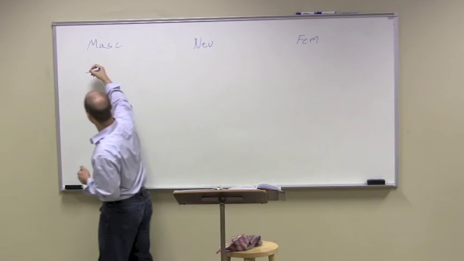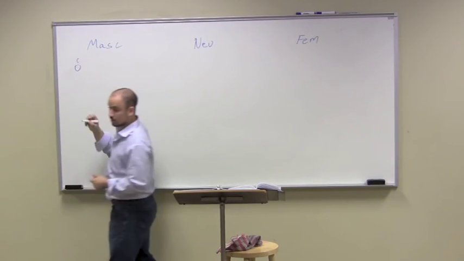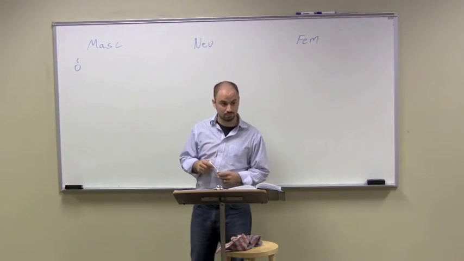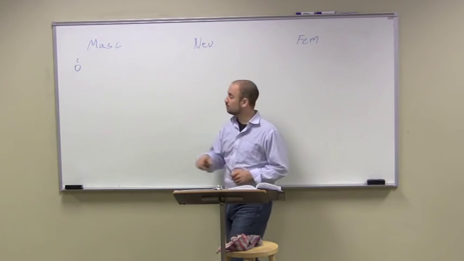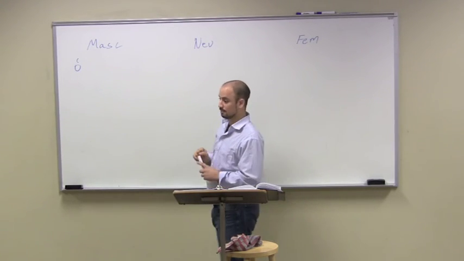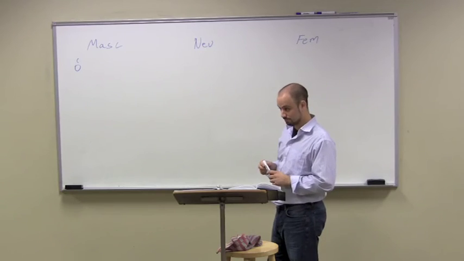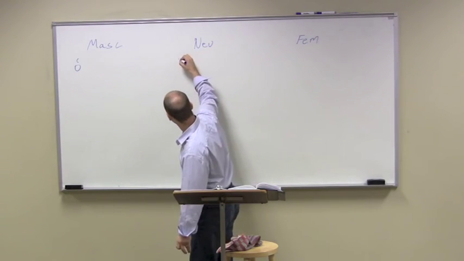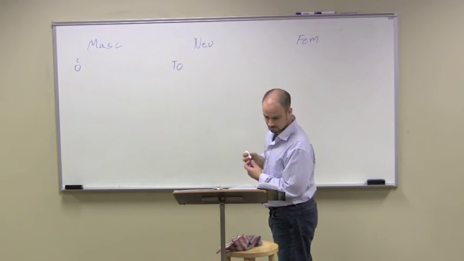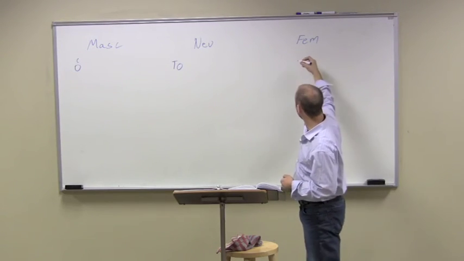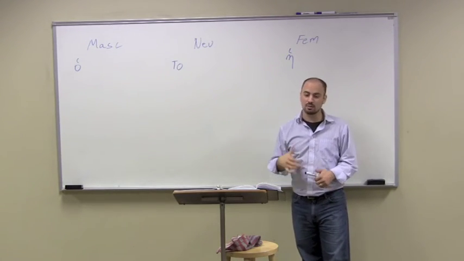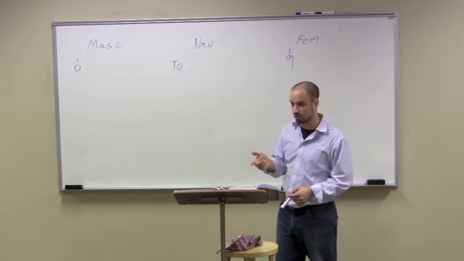You should know these already, because they're with your vocabulary, right? So ho is your masculine singular article. You pronounce ho with an H because of that rough breathing mark. Your neuter is to. And your feminine is he. So these are all with your vocabulary. You should at least have a visual familiarity with them because you've been learning your vocabulary.